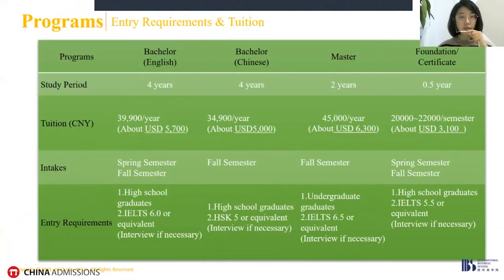And here are some details. You can see the price and you can see the entry requirement. Let's give you some details. For English taught programs, it's available in 2 semesters. The spring semester, which will start from March, and the fall semester, which will start from September. And the Chinese program is only available in fall semester, September, and the master degree is only available in fall semester. But for foundation or certificate, it is available both in spring semester and fall semester.